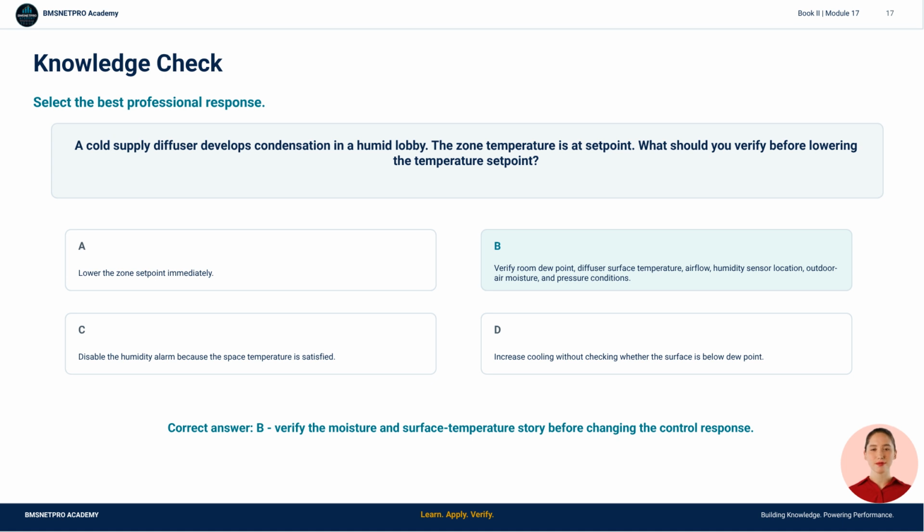The best answer is B. Condensation at a diffuser is a dew point and surface temperature problem. Before changing the temperature set point, verify room dew point, diffuser surface temperature, airflow, humidity, sensor location, outdoor air moisture, and pressure conditions. Lowering the temperature may make the surface colder and could make the condensation problem worse.